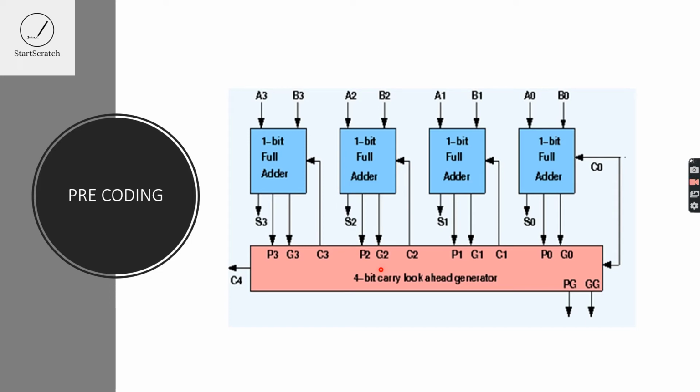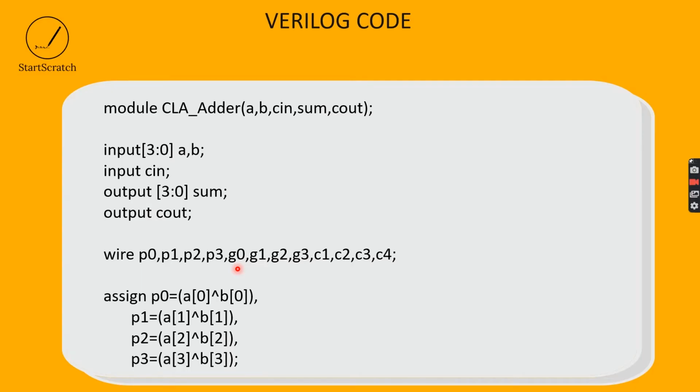At 10 nanoseconds, you give C1, C2, C3 and C0 again to these full adders, along with A1, B1 and the other inputs. And at 10 nanoseconds, you get S0, S1, S2, S3 and C4, all at the same instance of time. Now let's see the coding part, so that you will understand much better.